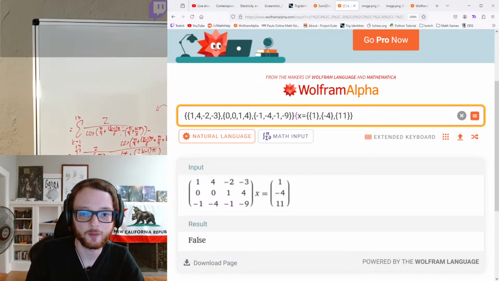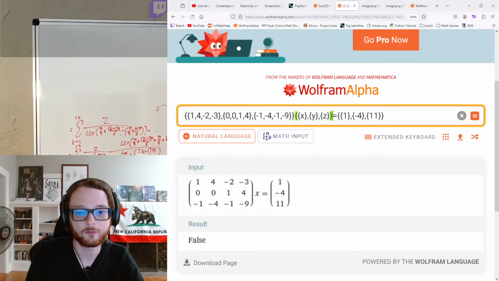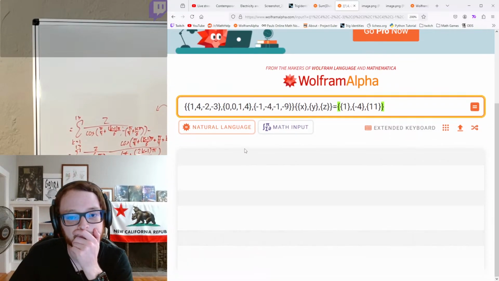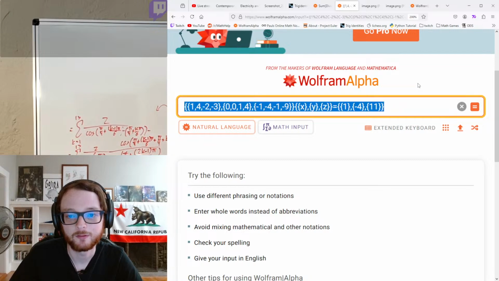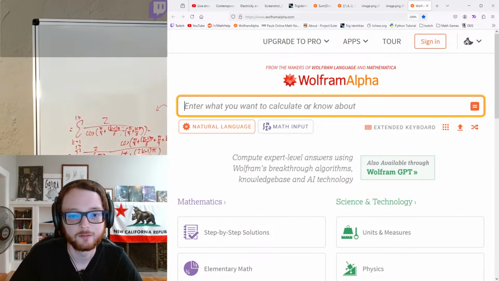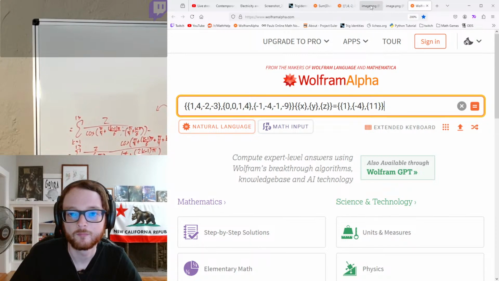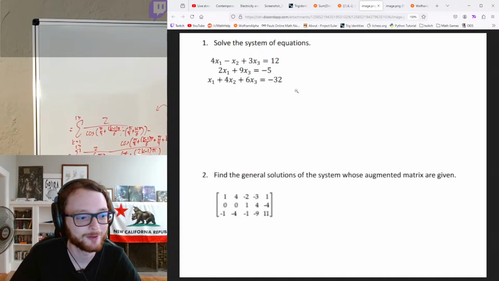Actually, Wolfram probably would rather have me give it a vector here, right? No, Wolfram doesn't like that. It's even too tedious to put into Wolfram. I want to put the first one into Wolfram now.